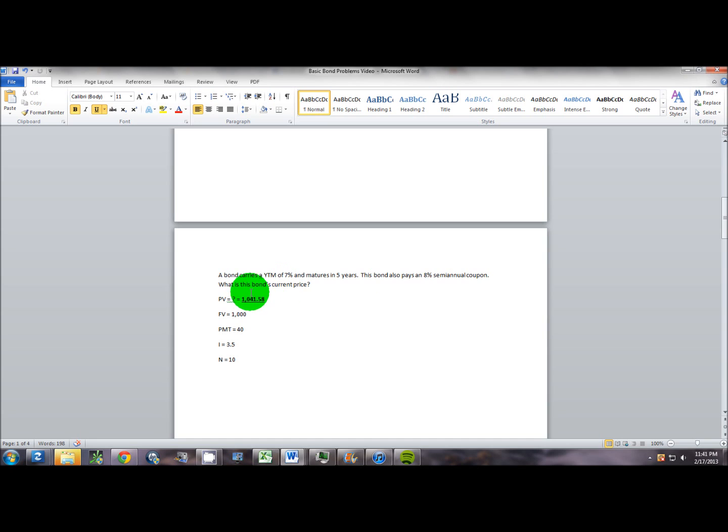And again, this problem is asking us for the bond's current price. So that leads us to the present value. Again, the future value is always 1,000 for these basic problems. Now the payment is 40. How did I find that? Well, if it's 8% every year, that's $80 every year. If it's $80 every year, that's $40 every 6 months.